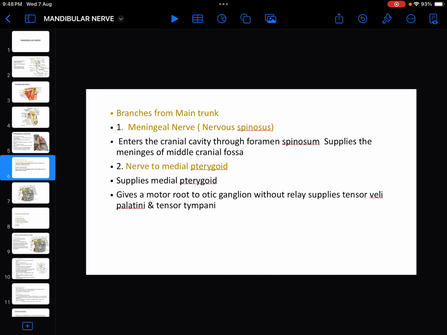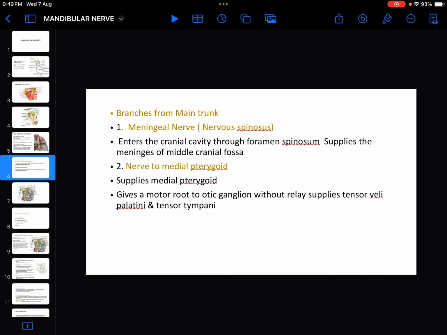Then about the branches from the main trunk. From the main trunk, two branches arise. That is a sensory branch, called nervus spinosum, and a motor branch called nerve to medial pterygoid. The nervus spinosus is also called the meningeal nerve. This nervus spinosus takes a recurrent course to enter the cranial cavity through a small foramen called foramen spinosum along with the middle meningeal artery, and it supplies the dura mater of the middle cranial fossa.